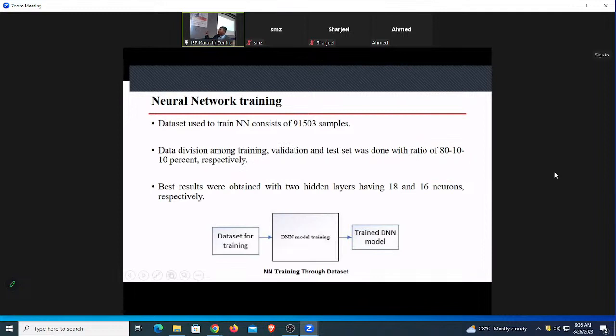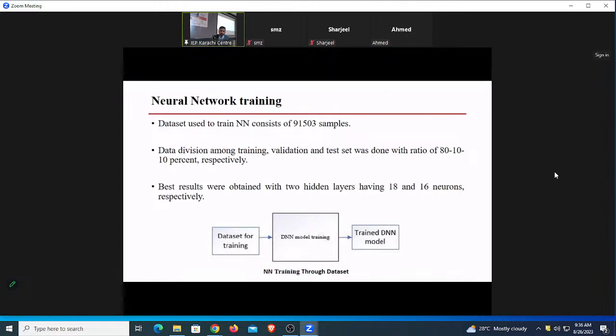91,503 samples. But for this purpose, we have separated our data set of 91,503 samples into two categories. First one is 91,000 for training purpose only, and 503 samples for checking robustness, that is, how perfectly our model is trained or not. So these 503 samples are not taking part in the neural network training.